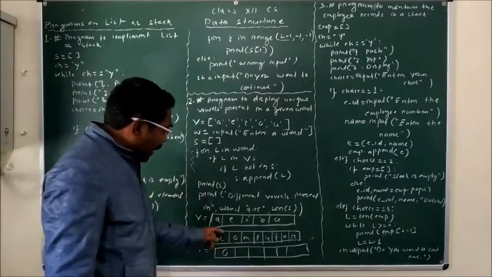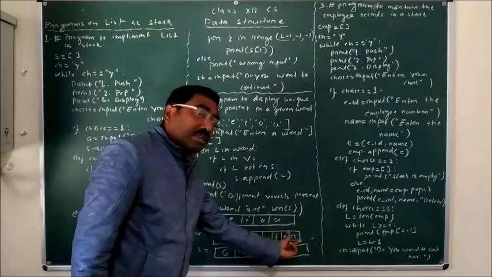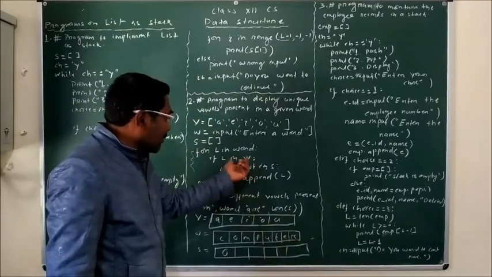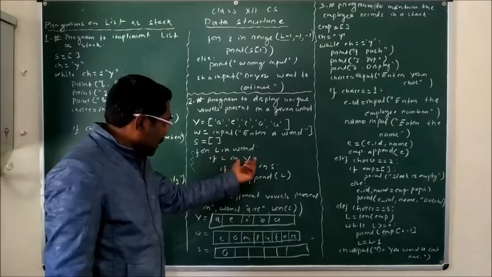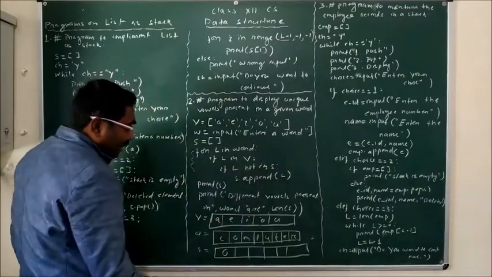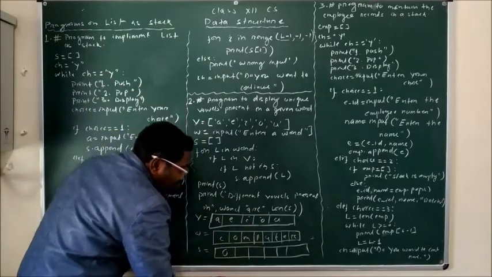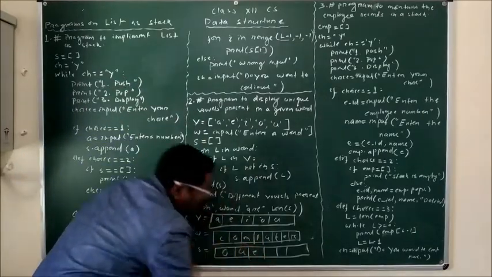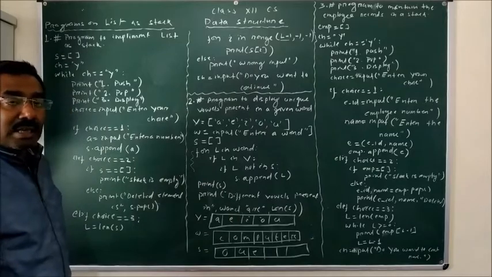Clear? Now likewise all the characters are checked in the vowel list, that is V. All the letters are checked in V, and if a vowel is not in the stack, then it will be inserted into the stack. So here we have inserted U, and these three vowels are inserted in the list.